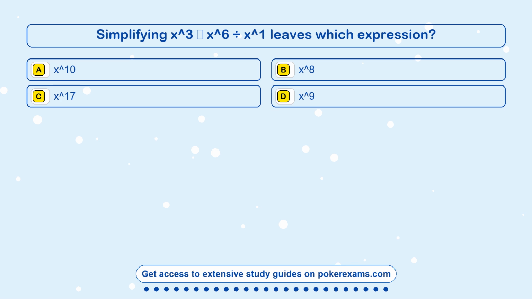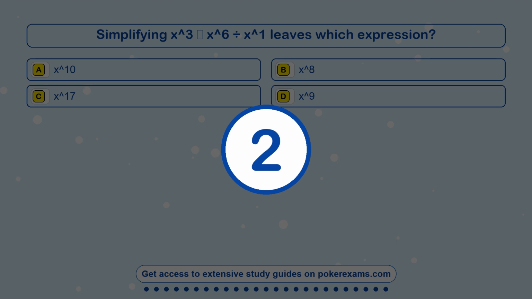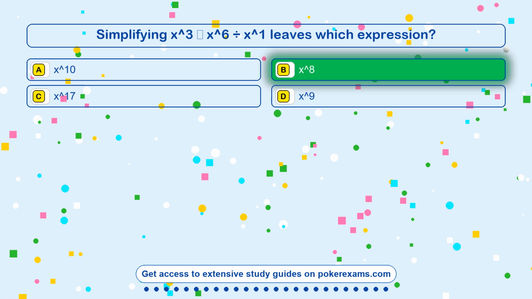Question 6. Simplifying x^3 times x^6 divided by x^1 leaves which expression? Option A x^10. Option B x^8. Option C x^17. Option D x^9. The correct answer is option B, x^8.